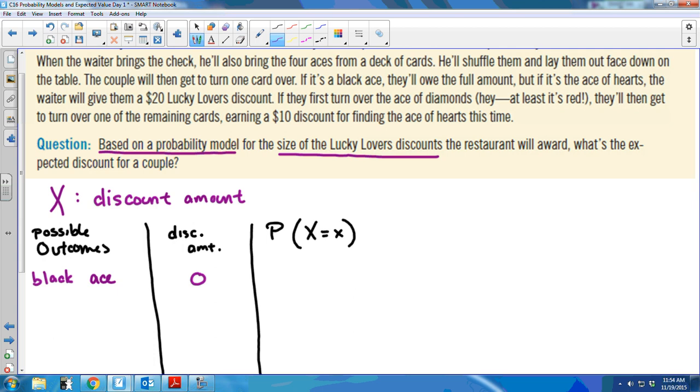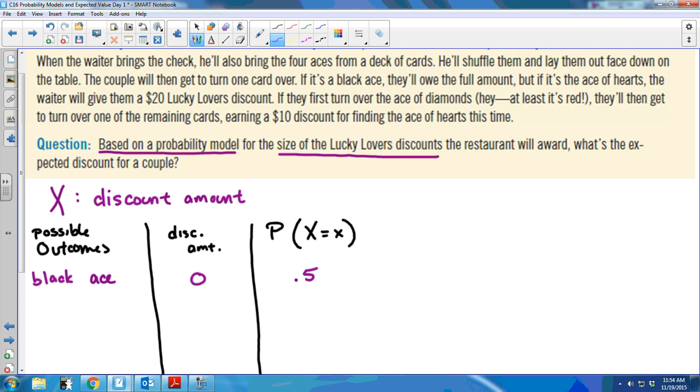Four aces. So it's the probability of a black ace when you draw a card. What's the probability of a black ace? 50%. Right? There's an ace of clubs and an ace of spades. All right. So that's one possible outcome.